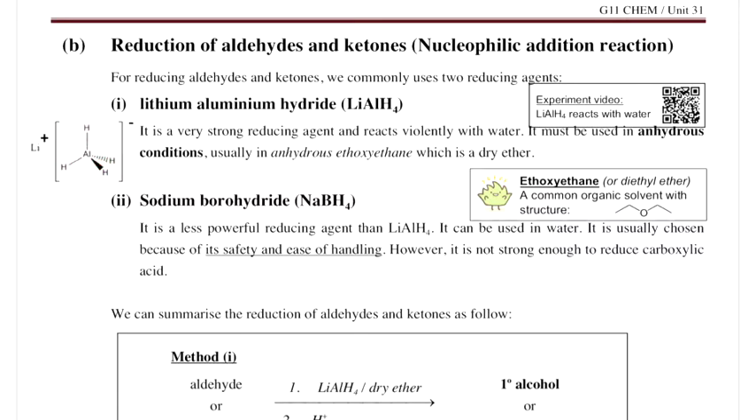But for now, you just remember the complex ion, aluminium hydride, overall carries 1 minus charge. That's because aluminium here is from group 3, so it will carry 3 plus. And then each hydride will carry 1 minus. So overall, it will have 1 minus charge for that complex ion.